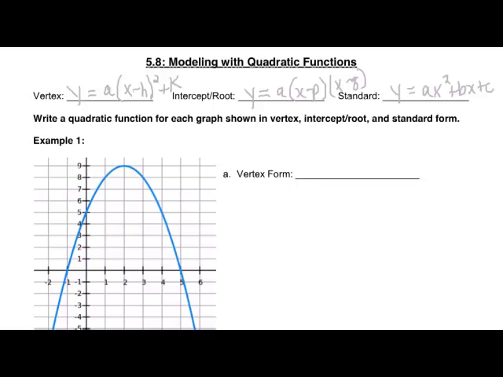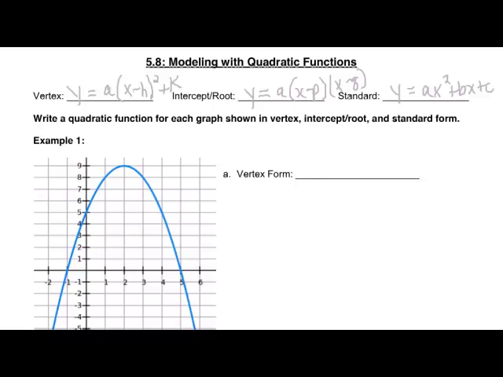Now, depending on what our graph looks like and what points we can easily see on the graph, that will determine which form we want to start with. For vertex form, if we can easily see where the vertex is, we can start with that one. For intercept form, if we can see where our intercepts are, if they're at integers on our graph, then that would be a good place to start.